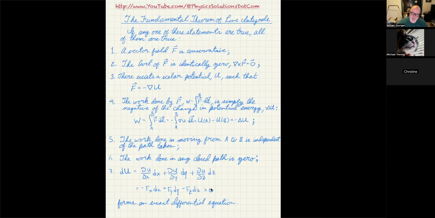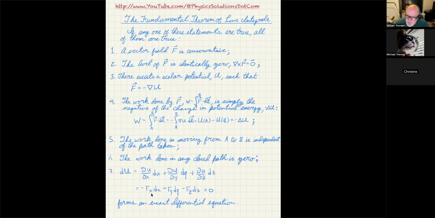Now, to make this a little more understandable, what I wanted you to remember is that the negative gradient of u is supposed to be the force. So the partial of u with respect to x is actually the negative of f sub x, the partial of u with respect to y is the negative of f sub y, and the partial of u with respect to z is the negative of f sub z. I mean the z component of f, the y component of f, and the x component of f.